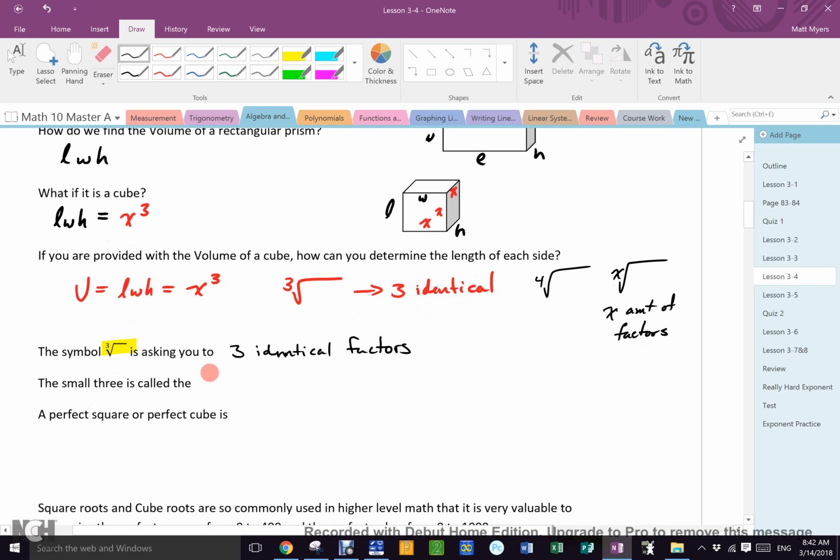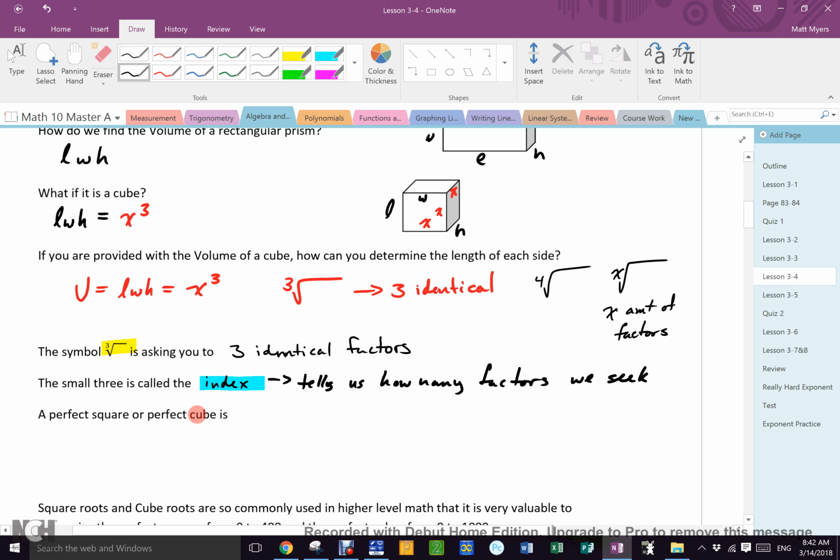The small 3 is called the index number. Please highlight it. Underline it. Draw a cloud around it. I don't care. But know what it is because I will be saying it all the time. And that tells you how many factors we need. Okay? Everybody good?